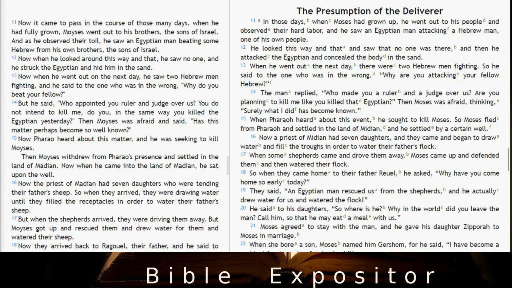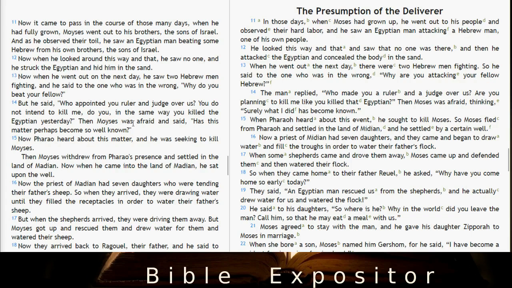Of course, this ends his career as a royal, because people always find out. And as we see there, the next day he tries to break up a fight between two Hebrews, and they resent his interference and ask if he's going to kill them too, just as he killed the Egyptian. So at this point, he knows he's dead meat, so he runs away to the land of Midian.